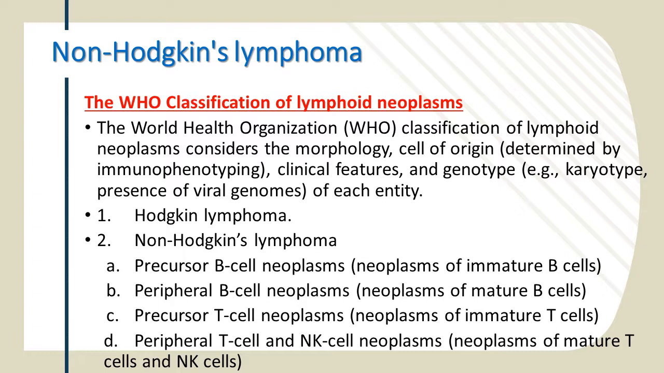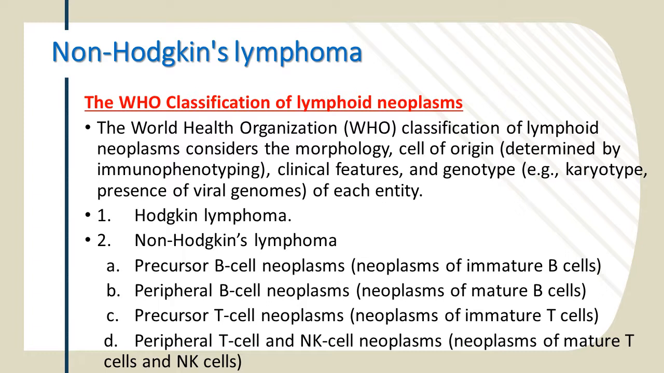The non-Hodgkin's lymphoma is subdivided into, first, precursor B-cell neoplasms called the precursor B-cell leukemia or lymphoma. These are the neoplasms of immature B-cells. Secondly is the peripheral B-cell neoplasms. These are the neoplasms of mature B cells.